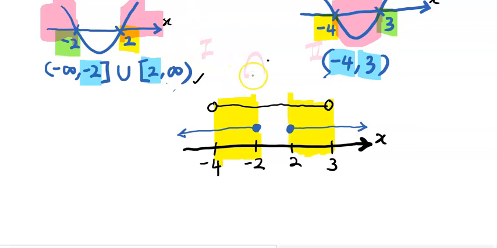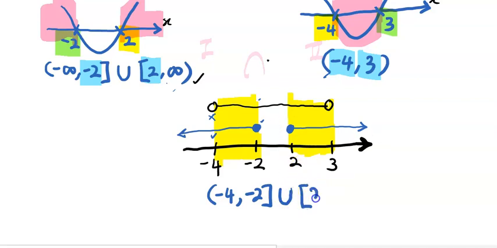So in this case here, we're asking for intersect. So -4 is not included because for intersect, I must have both of them include, not either one of them. So therefore, I have -4 open bracket, -2 close bracket because both of them contain -2. And then there's a gap between them. So I continue with a union to connect them. 2 close bracket, 3. So therefore, this is the solution if we want to write in interval form.